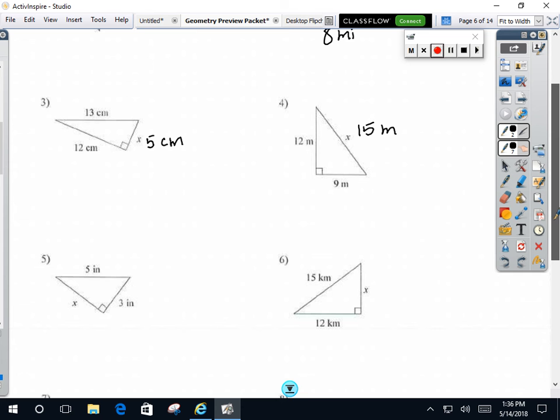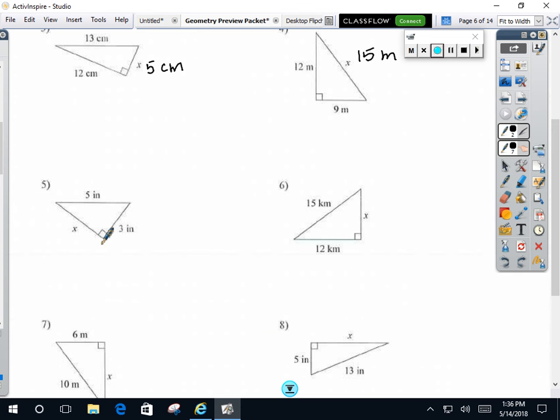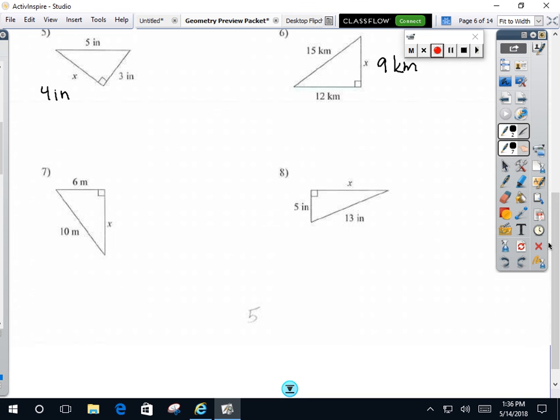Okay, number 5, Abby. Right. Okay, number 6, 9 kilometers, right. Number 7. Why do we already have one with 10 and 6? Oh yeah, it was 8 meters. And then number 8 was what? 12 inches. Okay, now turn to the next page. And this will be the last page we do today.